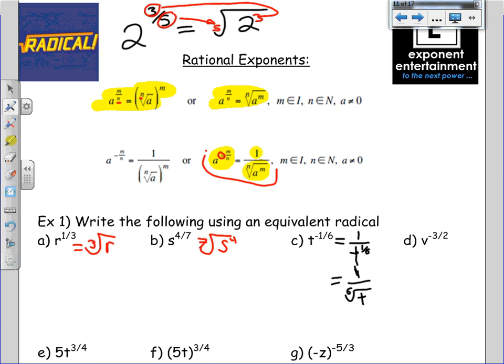Okay. V. What's the first thing we have to do? Or sorry, P. P to the power of 3 over 2. What's the first thing we do? Get rid of 1 over. Yeah, get rid of the negative by making it 1 over. So it becomes 1 over p to the power of what? 3 over 2. Yeah. And then convert the denominator.